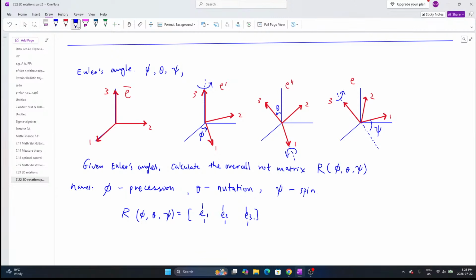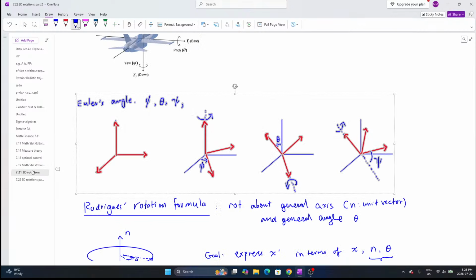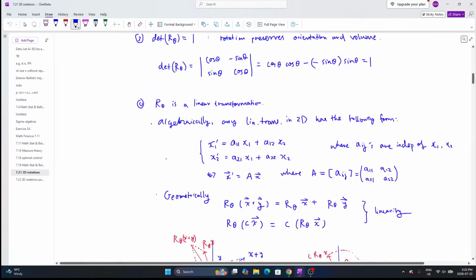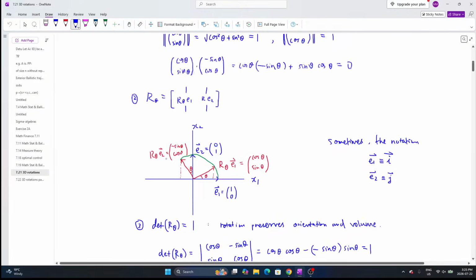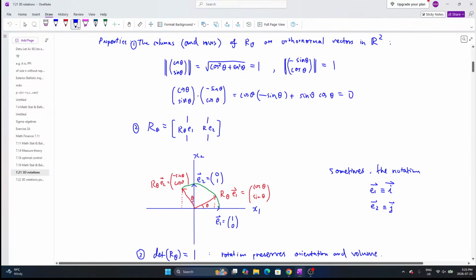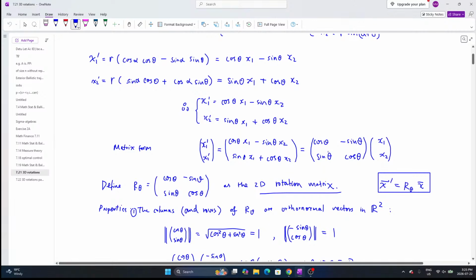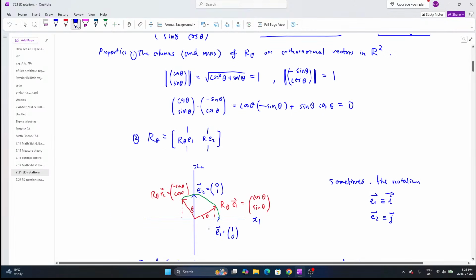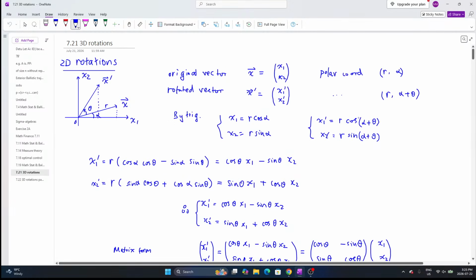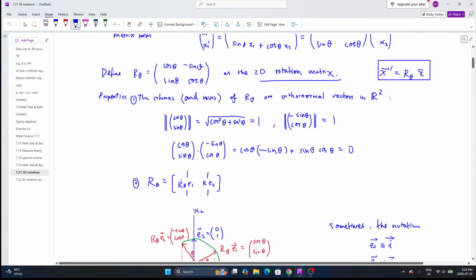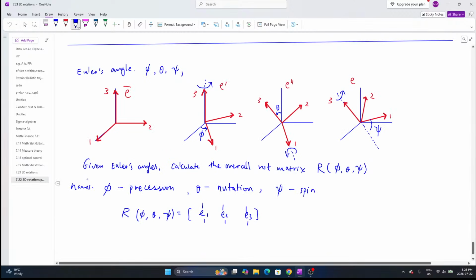Remember, like in the 2D case, we remarked that the columns of the rotation matrix are the results of what happened to the basis vectors. The 2D rotation matrix is cosine theta, minus sine theta, sine theta, cosine theta. The first column is what happened to E1 after the rotation. The second column is what happened to E2 after the rotation. So we wish to do the same here. Can we figure out a way to express that?